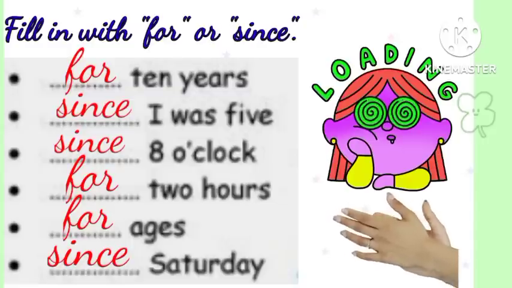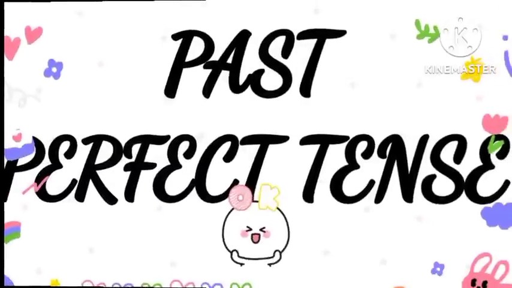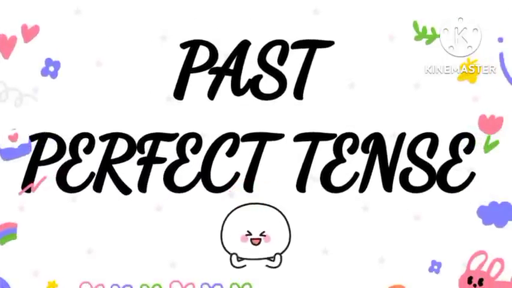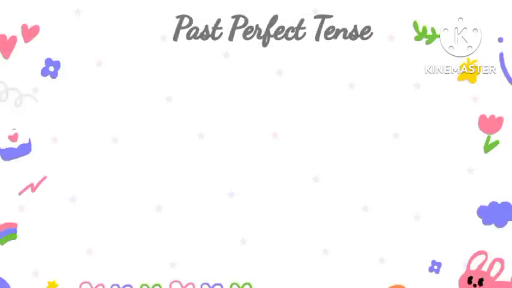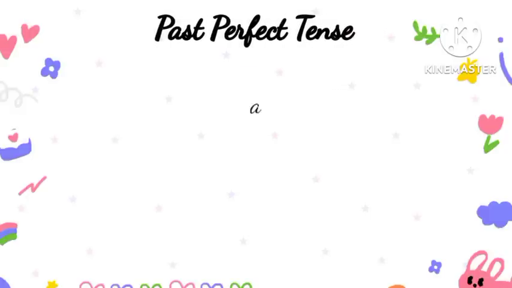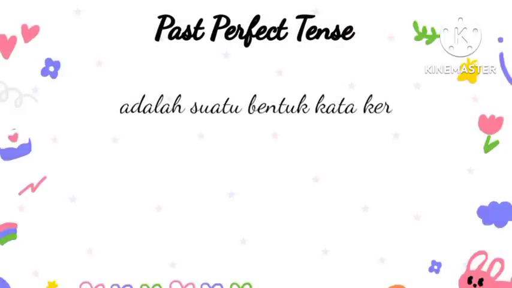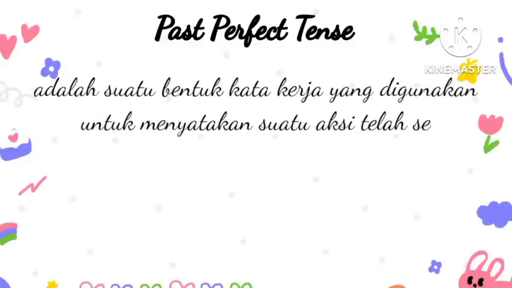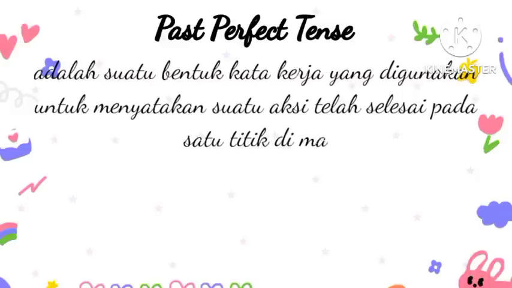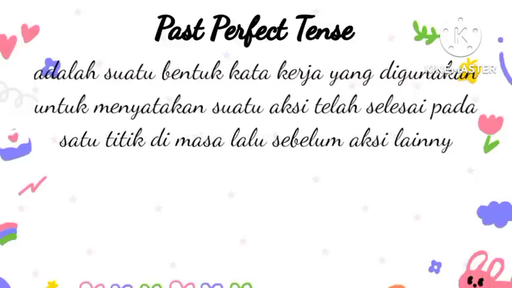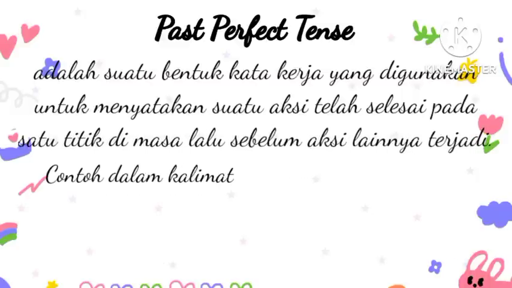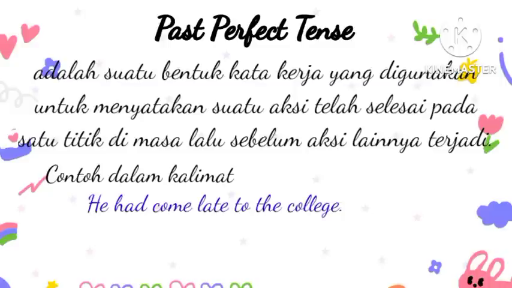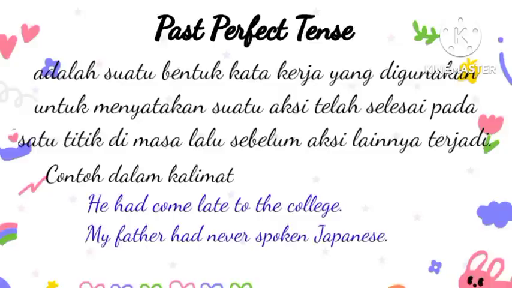Okay, very good everybody. Let's go on to the second lesson, for past perfect tense. What is past perfect tense? Past perfect tense adalah suatu bentuk kata kerja yang digunakan untuk menyatakan suatu aksi telah selesai pada satu titik di masa lalu sebelum aksi lainnya terjadi. Oke, contoh dalam kalimat. He had come late to the college. Dia telah datang terlambat ke perguruan tinggi.